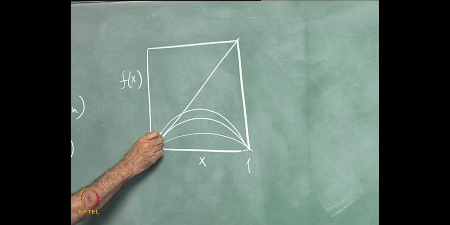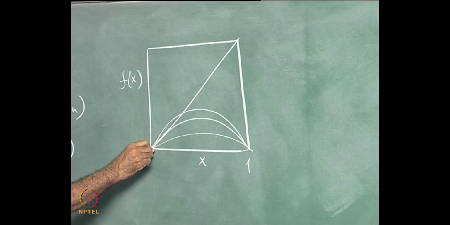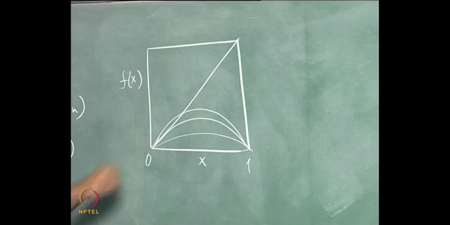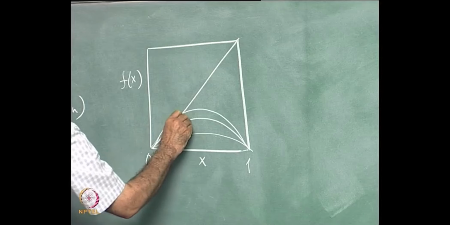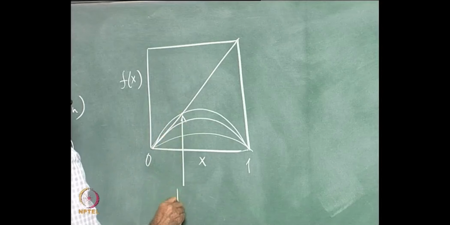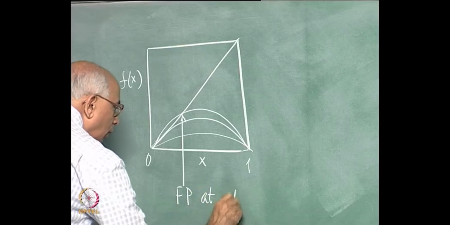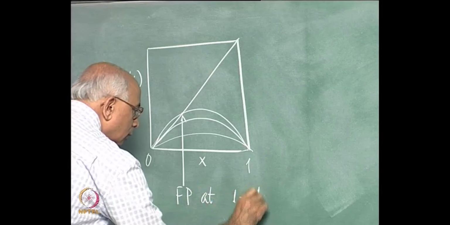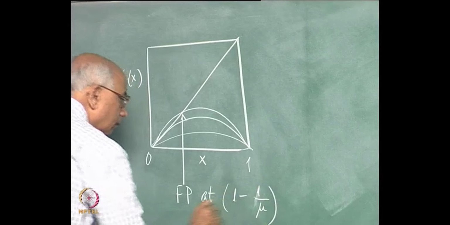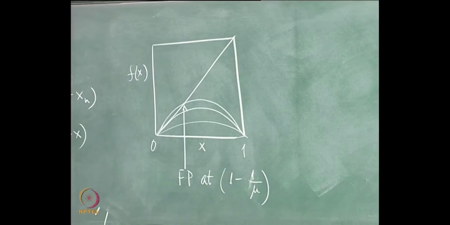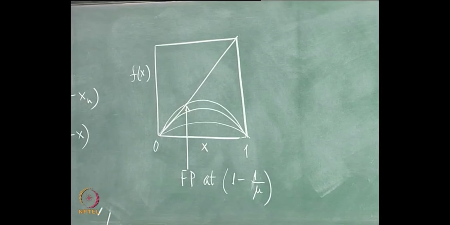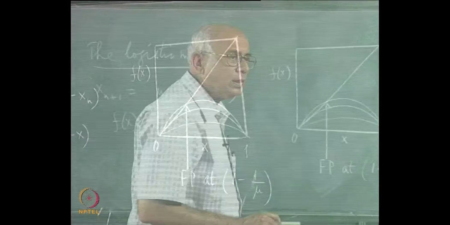The slope here has exceeded 1, but the slope at this fixed point is less than 1, so it becomes stable, and this fixed point at 1 minus 1 over mu, that becomes stable. We can easily compute what the value of that slope at that point is.